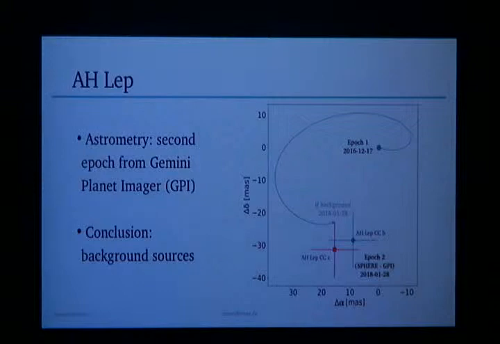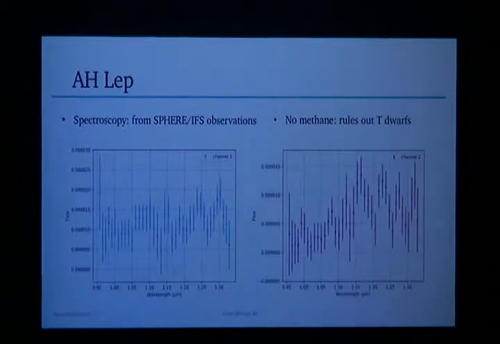But another thing that we could do with the data that we got from SPHERE was to extract the spectra for these sources to try to characterize them, maybe. So here they are. It's low resolution spectra, so you can't see much. But one of the important things is that we were not able to detect methane absorption. Since there is no methane absorption, we can rule out that these are T-dwarfs. But in order to characterize them further and more definitively, we need more observations and more high-resolution spectra.